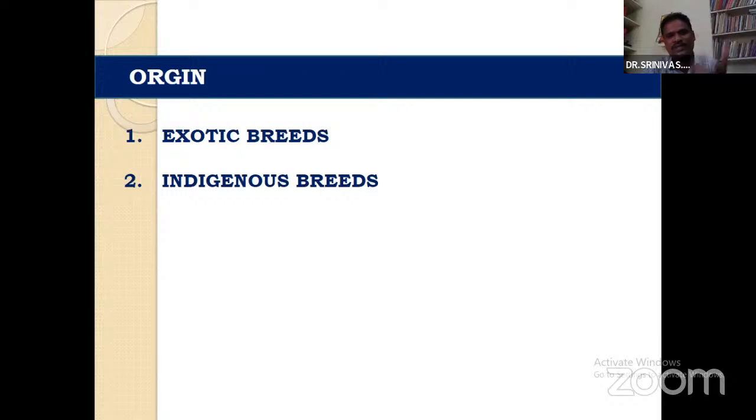Next, when you go to the cows, we can categorize them on the basis of the origin of the animal, into exotic animals and indigenous animals. As the name suggests, exotic breeds originated from other countries. From other countries, we have brought some cows here, used for upgradation. Those are called exotic breeds. Indigenous breeds are the ones which we have in our locality, in India as a whole. Those breeds have developed depending on that area and climate. So those are called the indigenous breeds.